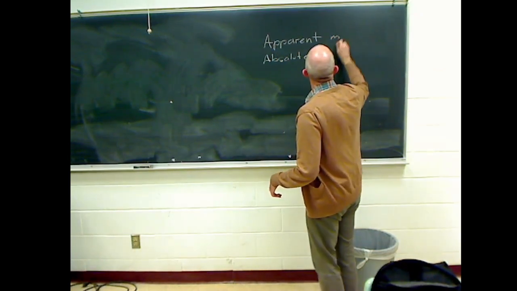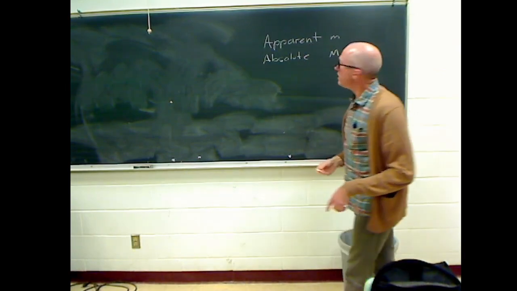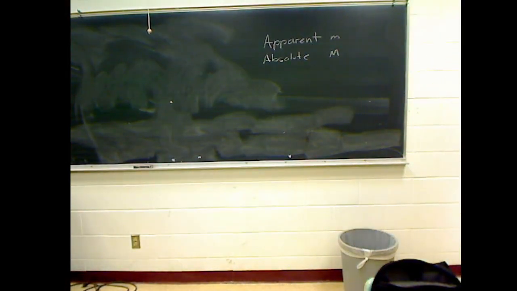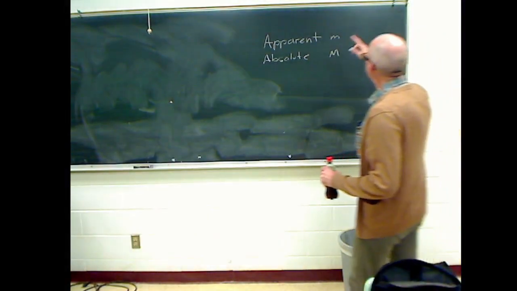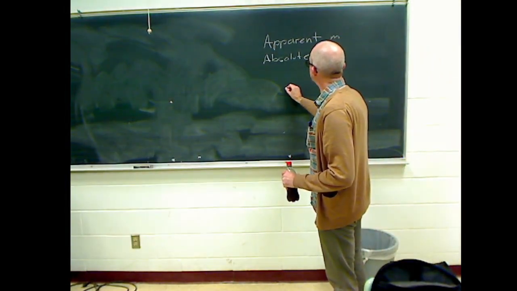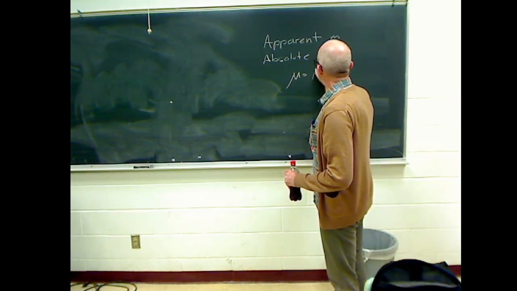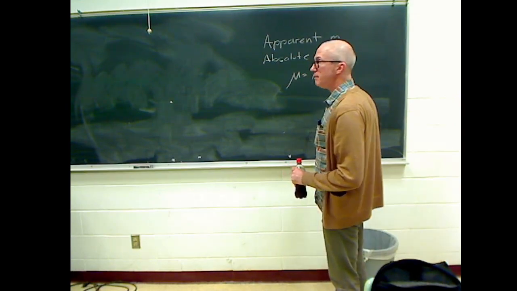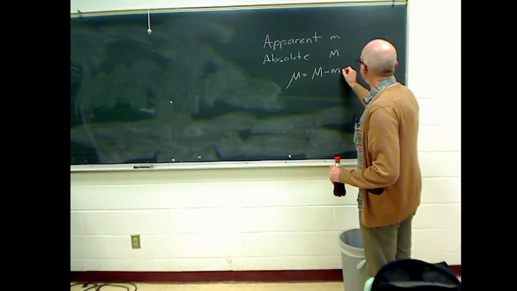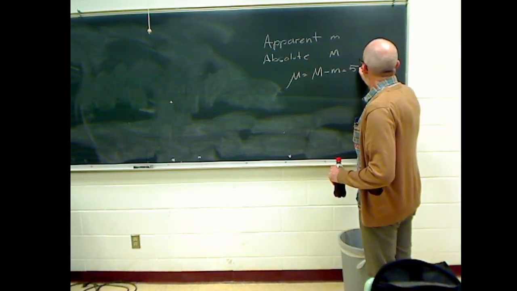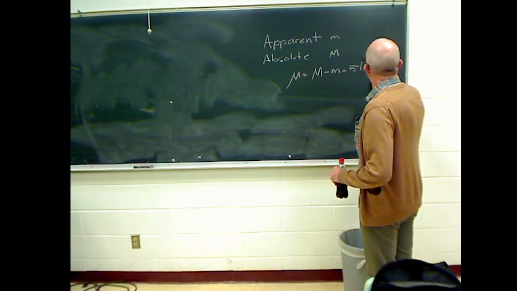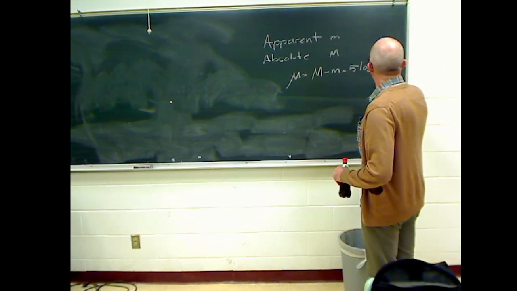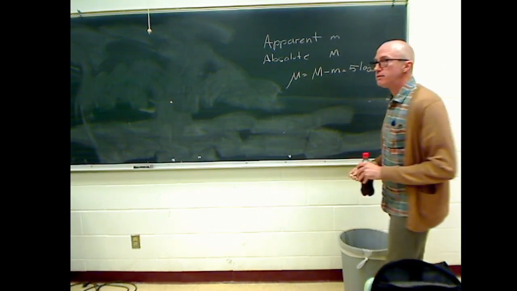This one's little m and this one's big M. They look like the same thing and they smell like the same thing, but they're actually vastly different things, because one is a thing that I measure and another is a thing that I compute from physics. And they're related to each other by the distance modulus mu. Mu is the difference between big M and little m, and it's equal to 5 times the log base 10 of the distance between them in units of 10 parsecs.